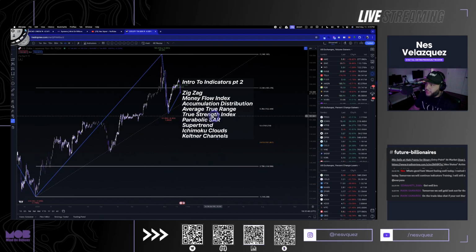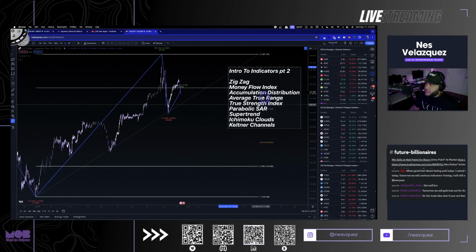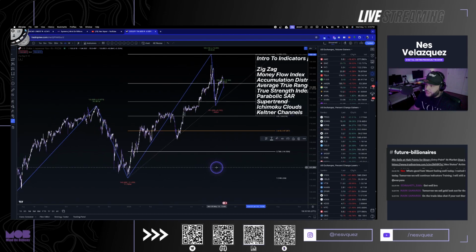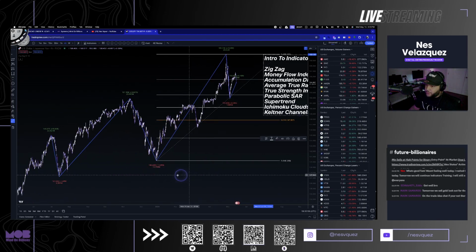So what you will see is that when you combine zigzags with the Fibonacci retracement tool, it actually does become extremely beneficial.